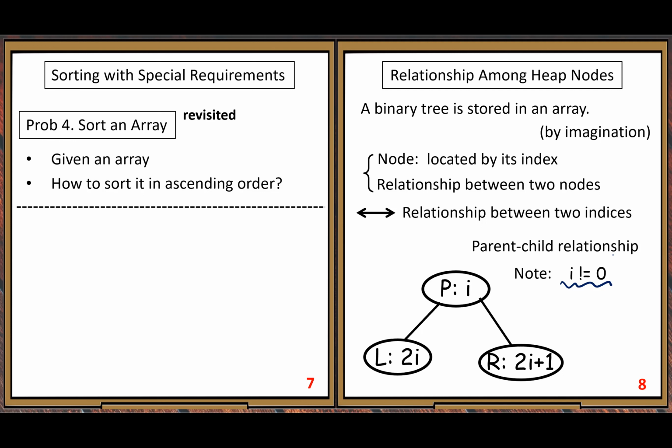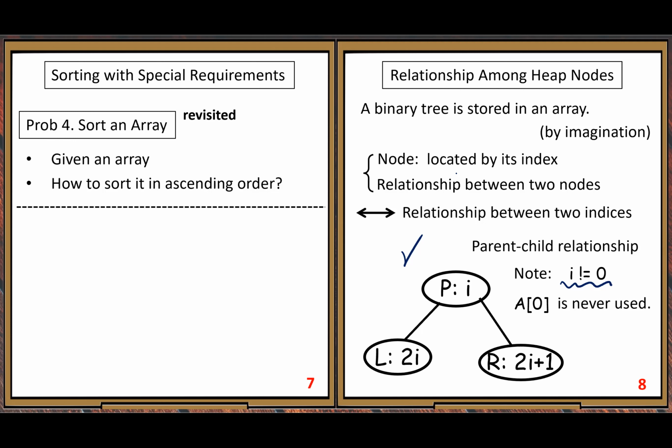You cannot use the first element in the array to store any node of this binary tree, because we want to maintain the relationship in this diagram. Okay, A of zero is never used. Only this position, this location, is not used.